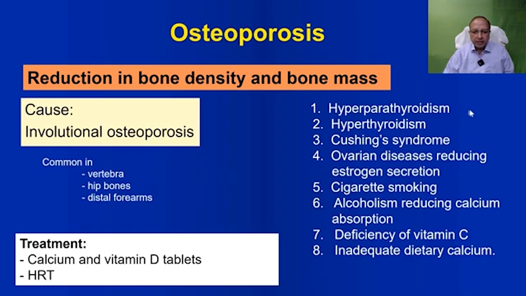There can be multiple causes of that, like cigarette smoking, alcoholism, and deficiency of vitamin C, primarily the deficiency of dietary calcium. Then there can be other causes like hyperparathyroidism or Cushing syndrome. And how do we treat it? We give not only calcium, but we also give vitamin D tablets. And in the menopausal state, when there is an accelerated loss of calcium and phosphate from the body, hormone replacement therapy is also given to prevent or arrest osteoporosis in females.